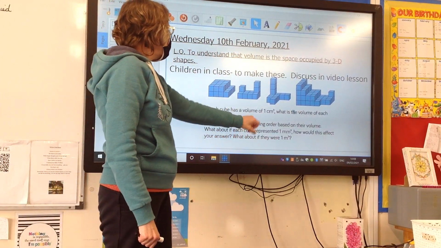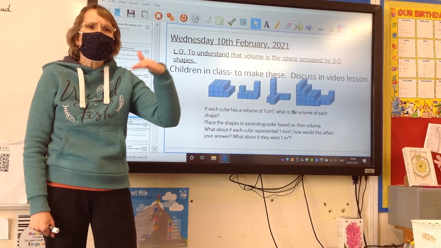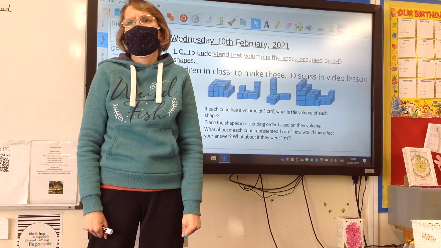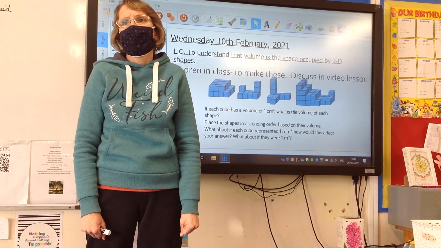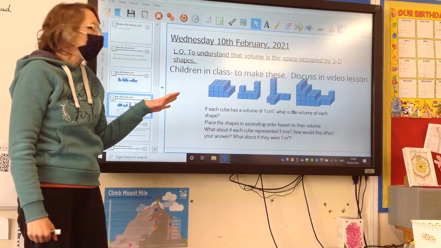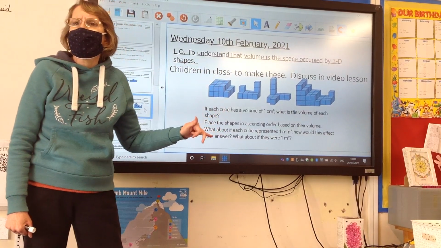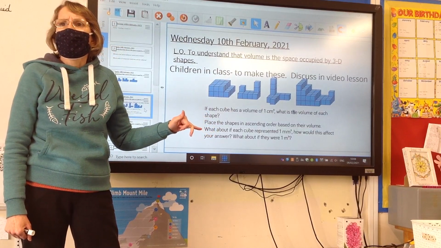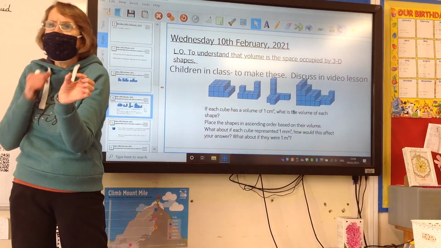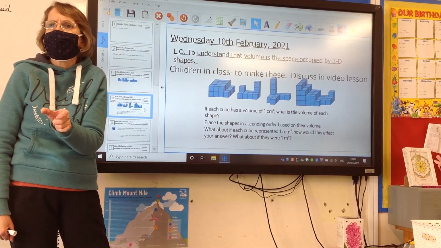What about if each cube wasn't a centimetre, but it was a millimetre? Would this affect your answer? Would this still be in the same order? No, because they're still the same amount. It would affect it because it would be in millimetres. Would the smallest one in centimetres still be the smallest if it was millimetres? I think so. Yeah, it would. The unit will be different, so obviously the shapes will be much smaller. But if it's the smallest in terms of centimetres, it's going to be the smallest in terms of millimetres.